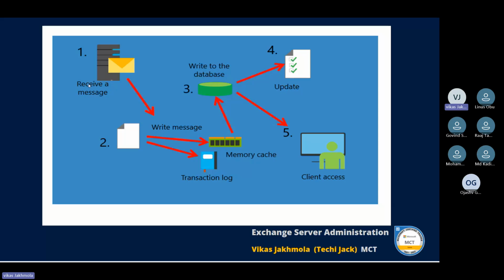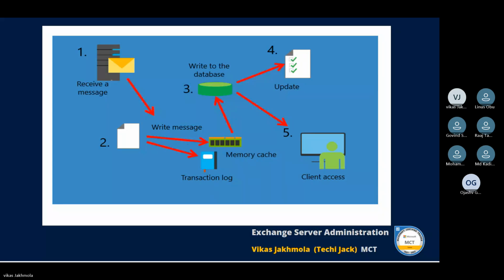This is a mailbox server, and the mailbox server receives a message, and after the transport service accepts the message, it passes it to the mailbox transport service. So when the message is transferred to the transport service, before the mailbox server writes the message to the databases, it writes the message to the current transaction log and the memory cache. In step 2, you can see it writes the logs in a transaction log, and at the same time it writes it into the memory cache as well.